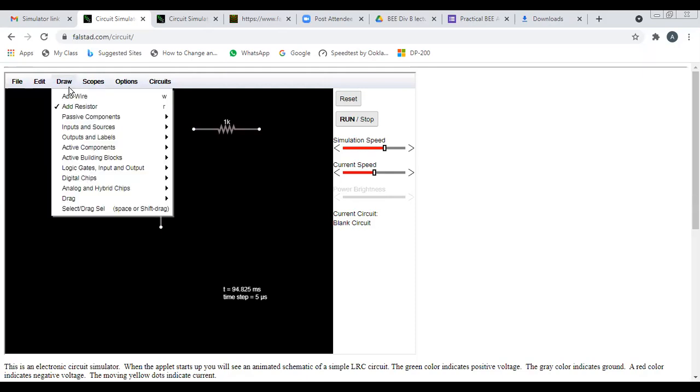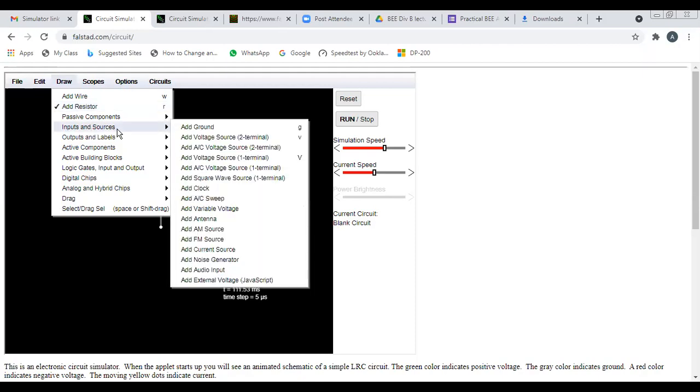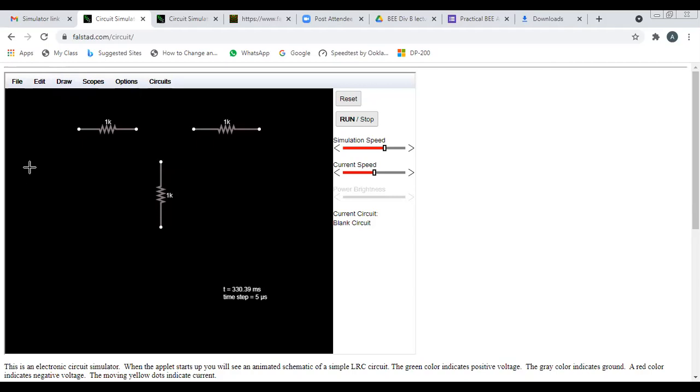We want 2 batteries. So see, in draw, what is the fourth option? Is it inputs and sources? Input and sources, yes ma'am, because it's an input, right? So see the second option, what is it? Voltage source with 2 terminals. Select it. Okay, so put the battery here.